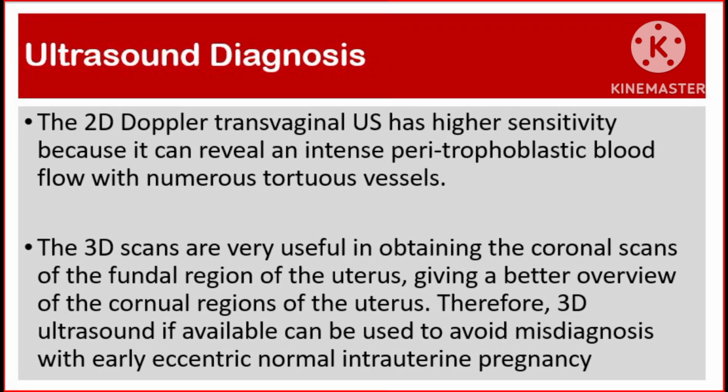The 2D Doppler transvaginal ultrasound has higher sensitivity because it can reveal an intense peritrophoblastic blood flow with numerous tortuous vessels. The 3D scans are very useful in obtaining the coronal scans of the fundal region of the uterus, giving a better overview of the cornual regions of the uterus. Therefore, 3D ultrasound, if available, can be used to avoid misdiagnosis with early eccentric normal intrauterine pregnancy.